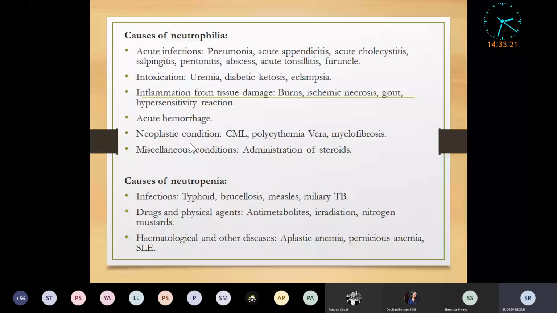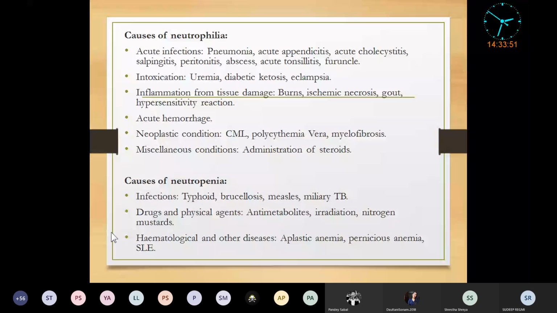Neutropenia means there will be a decrease in neutrophils. They will be present in infections like typhoid, brucellosis, measles, and miliary TB. Also drugs and physical agents like anti-metabolite drugs, irradiation, nitrogen, and hematological and other diseases like aplastic anemia, pernicious anemia, and SLE. So this you should know.